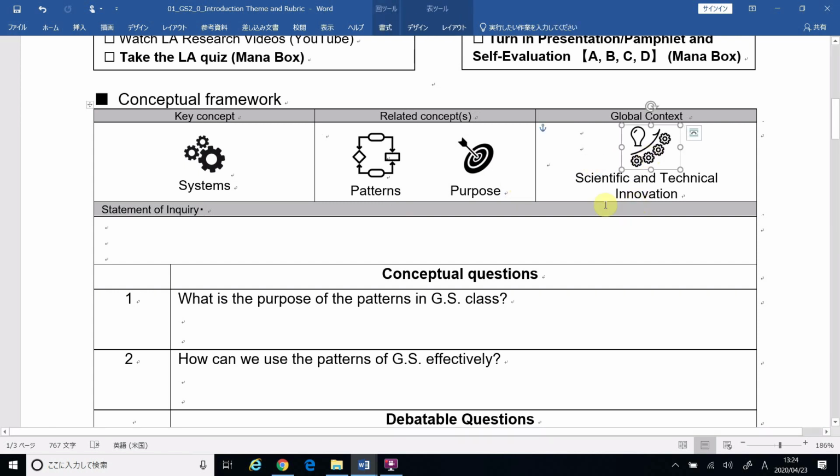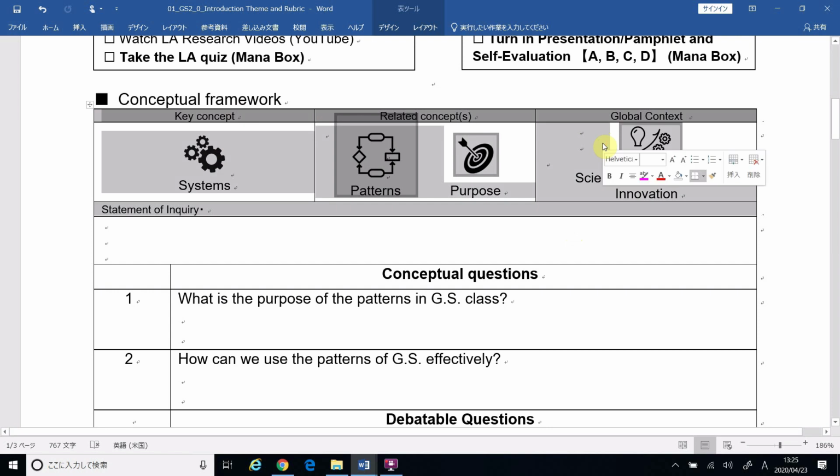And this one is long. Let's check it out. Scientific and technical innovation. Okay. Maybe I can get some hints from the icon. Scientific sounds like science. And technical, maybe it means technology. And innovation, well, the icon looks like it's going up. So maybe it means getting better or improvement, improving, getting better. Okay, so now I'm going to think about how these 3 parts connect.